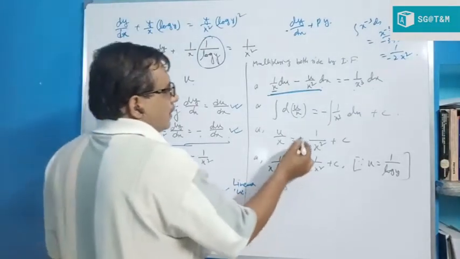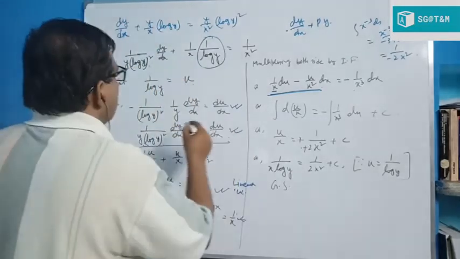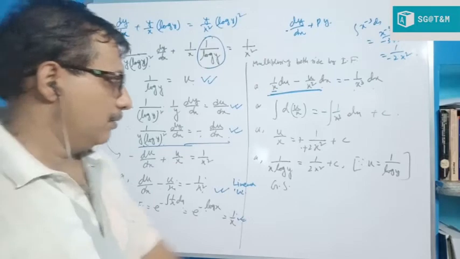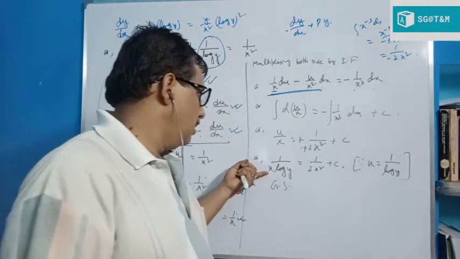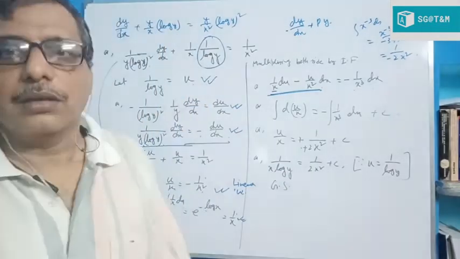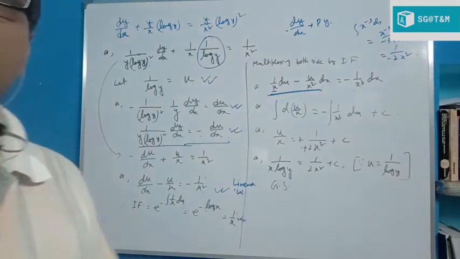So minus minus cancel out, it will be plus, and put the value of u. The value of u is 1/log y. Put it here: 1/(x log y) is equal to 1/(2x²) plus c. This is the general solution of the given differential equation. Okay.